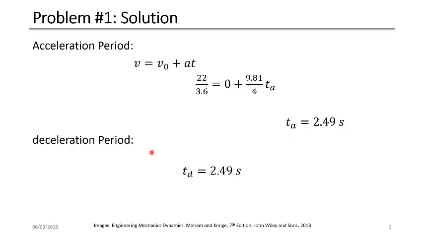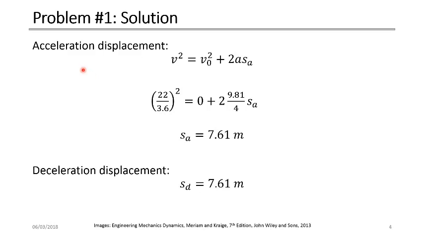We can also find that the deceleration time is exactly the same, because the value 1/4 g is the same either in the acceleration period or the deceleration period. The final and the initial velocities are similar, because in the deceleration part, the final velocity is 0 and the initial velocity is 22. So we get exactly the same time. The time period for the acceleration is 2.49 seconds. The time period for the deceleration part is 2.49 seconds.